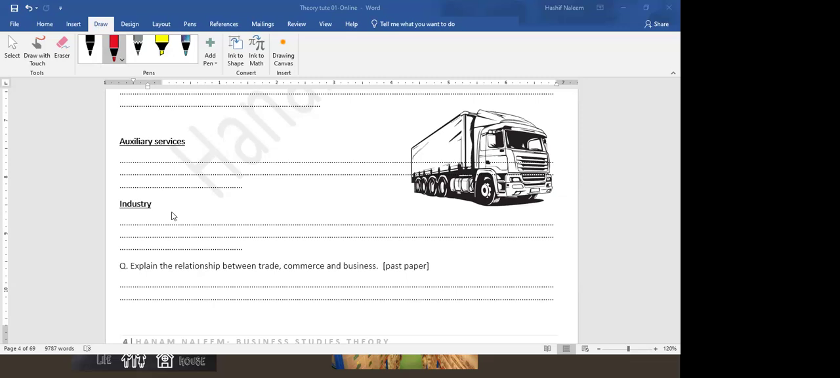Industry obtains raw materials from the environment. For example, to manufacture tea, they took the raw material, tea leaves, from the environment, and converted those raw materials into a finished product, tea powder. So this complete activity is called industry. Extracting the raw materials from the environment and converting those tea leaves into a finished product. Do you get that idea?